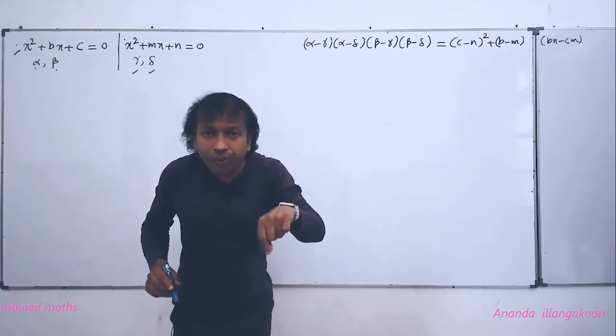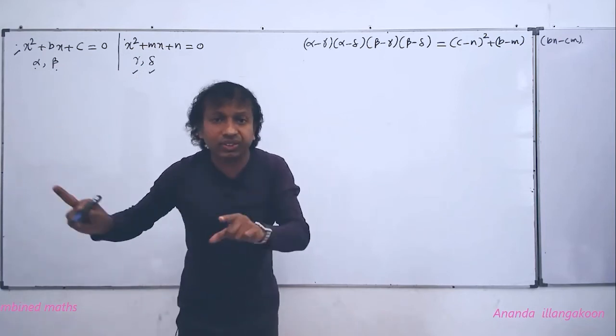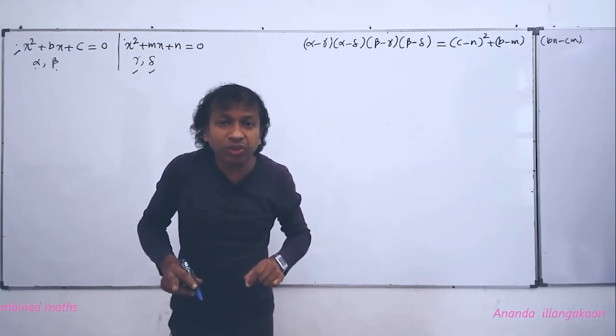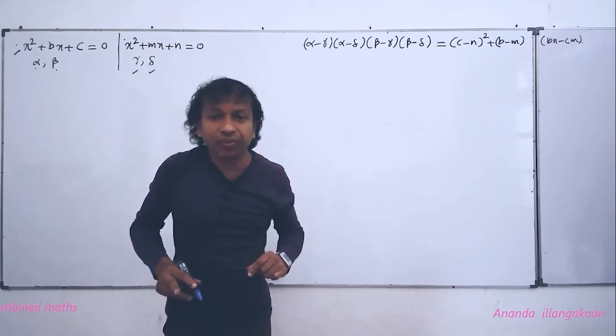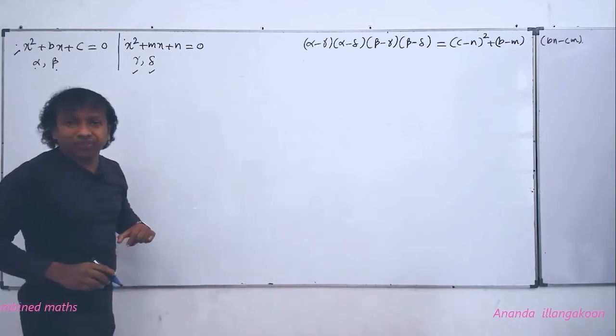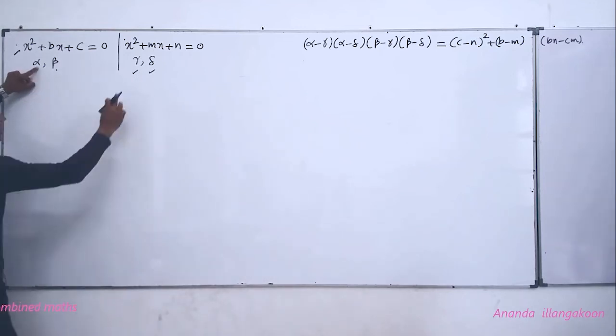If a common root occurs for the two equations, people, what are the possible ways of occurring common root? See, people, there are four ways. Look at this. Alpha and this gamma equal.